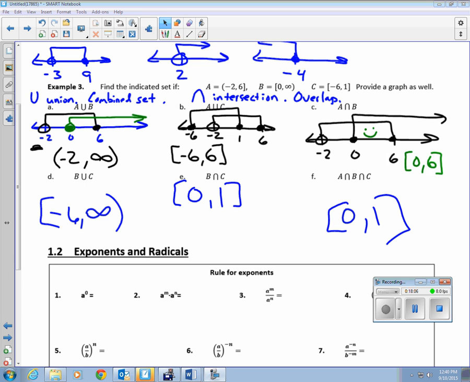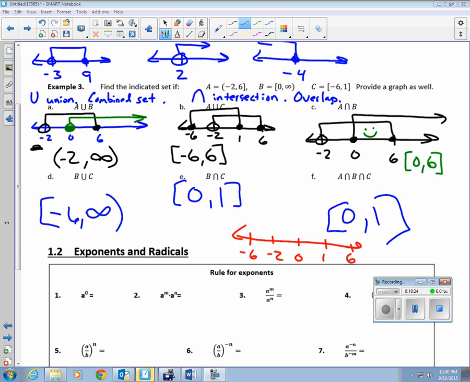And the last one, 0, 1. Let's actually draw that out. So we've got all of our numbers here. We've got -6, we've got -2, we've got 0, we've got 1, and then something over there, 6. And then we go on forever.